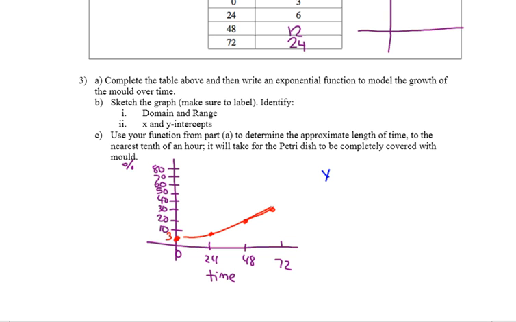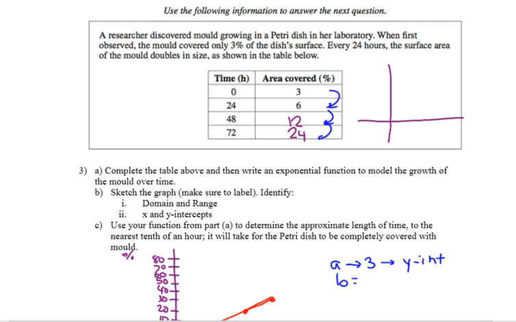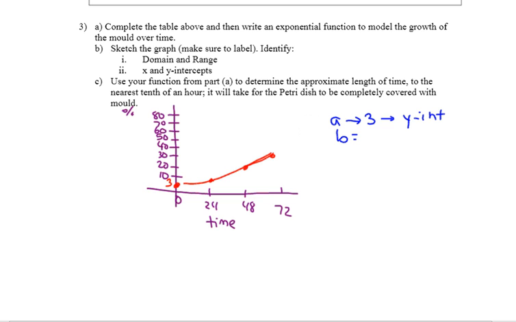Okay, so what would be my A value? What's my A value? What's my A value, guys? 3. Why is it 3? That's your y-intercept when x is 0. Okay, what's my B value? What's happening every time? Our B value is what we're multiplying by each time. Times 2. So my B value is 2 because we are doubling. So if it's halving, it'd be 1/2. If it's tripling, it would be 3. So my equation, what would be the equation of this then?